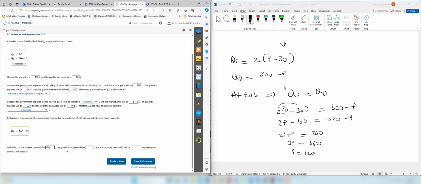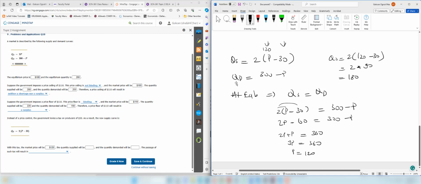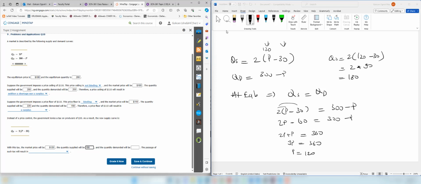And next we are going to find quantity supplied. Remember, we are just going to plug 120 here. So quantity supply is 2 times 120 minus 30, which is 2 times 90, 180. So quantity supplied will be 180. And let's find quantity demanded. We are going to plug P here, which is 120. 300 minus 120 is going to be 180. So quantity demanded will be 180. And as you see, we don't have any surplus or shortage. So these are the answers.